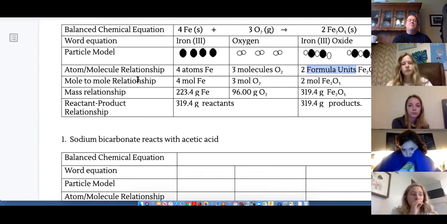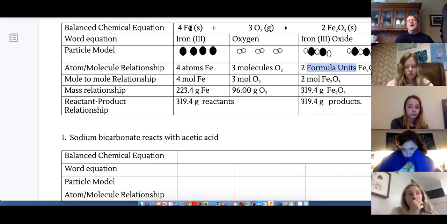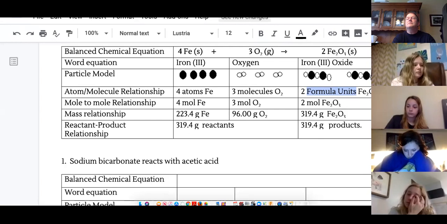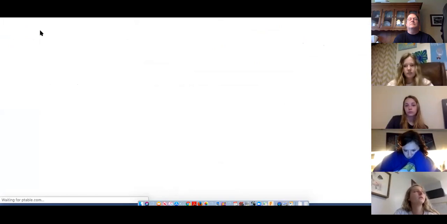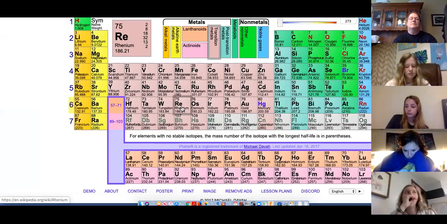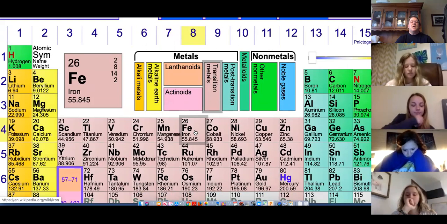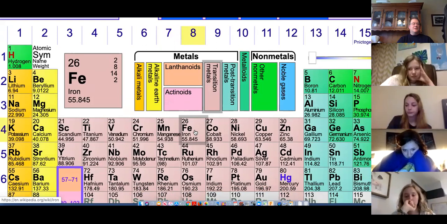Okay, mole-to-mole relationships. Again, you pull the same numbers out of the balanced equation: 4 moles of iron, 3 moles of oxygen gas, 2 moles of iron 3 oxide. Okay, mass relationships. If we look at iron in the periodic table, let me just open up a periodic table. We look at the atomic mass of iron. The atomic mass of iron is 55.845. We usually just use digits to the hundreds, so 55.85.